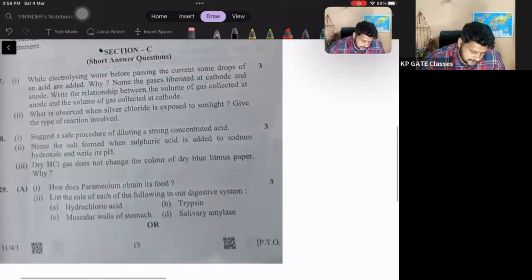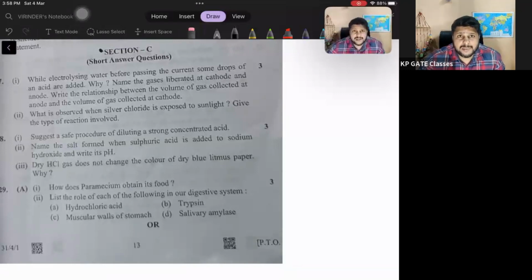Next question is: while electrolyzing water, before passing the current, some drops of an acid are added. Why are some drops of acid added? So that dissociation starts happening, because when ions are formed, only then does electricity start flowing. So the acid here is jump-starting the process.